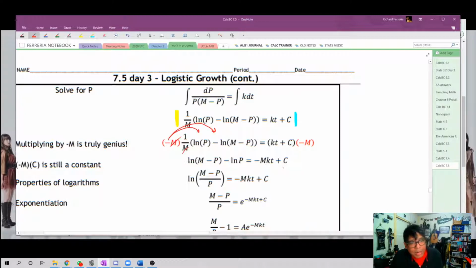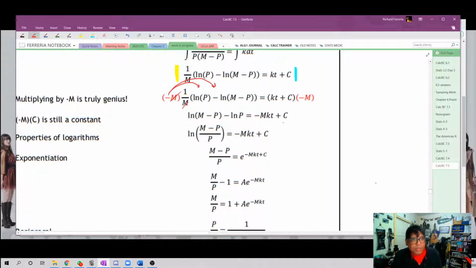On the left side, we're going to use the properties of logs, and we're going to say that this is equal to the natural log of (m minus p) over p. The right side stays the same. And now we exponentiate. So e to the natural log of (m minus p) over p is just equal to (m minus p) over p, which is what we have here.